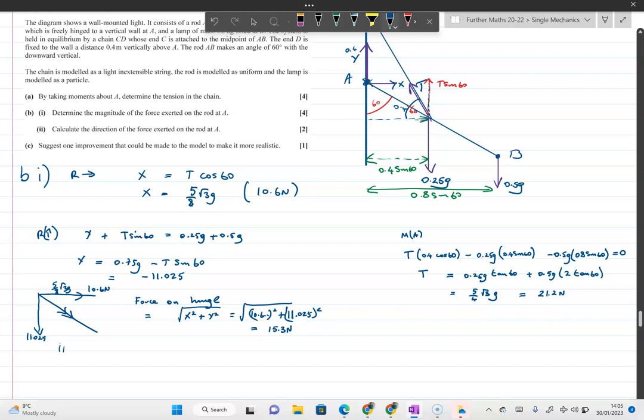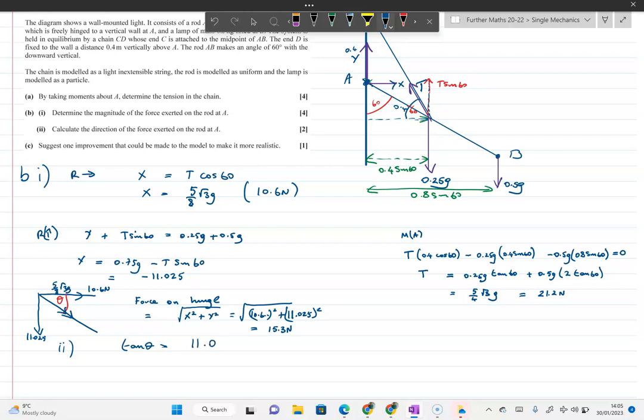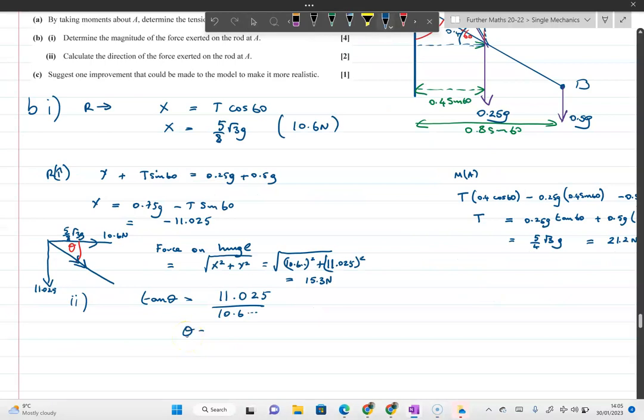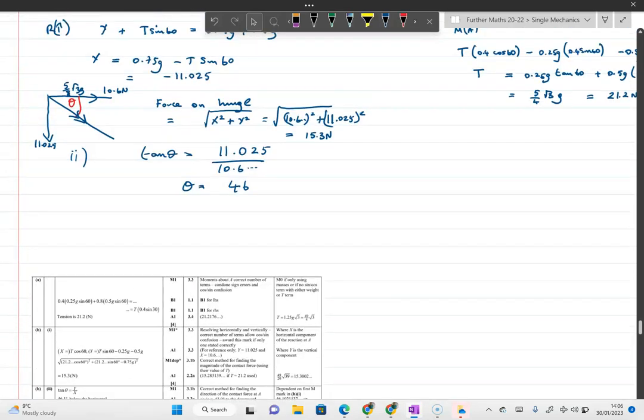The second part is to find a direction, and as long as we're consistent and we say what direction, I can mark that angle theta on there, and then do a bit of trigonometry again. I would then have tan theta equals opposite over adjacent, so that's my 11.025 over my 10.6 rounded answer there, and that comes to, let's go to the mark scheme actually, 46.1 degrees.